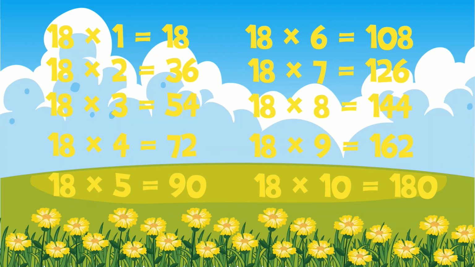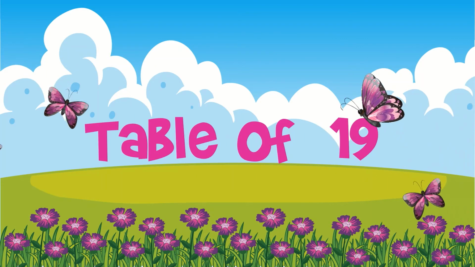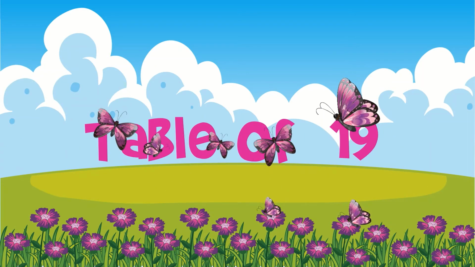18 sixes are 108. 18 sevens are 126. 18 eights are 144. 18 nines are 162. 18 tens are 180. Kids, learn table of 19.